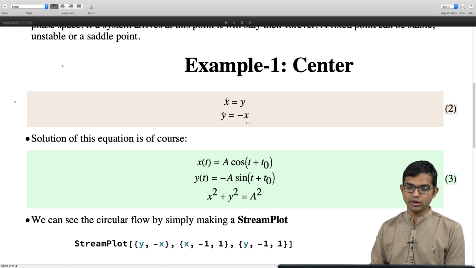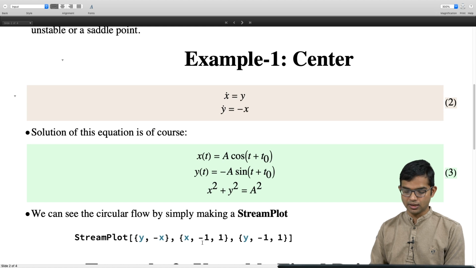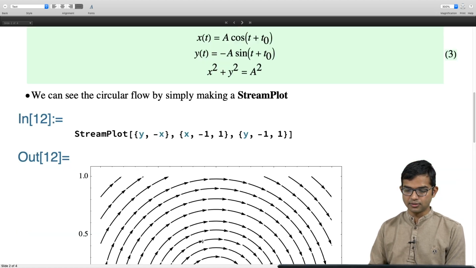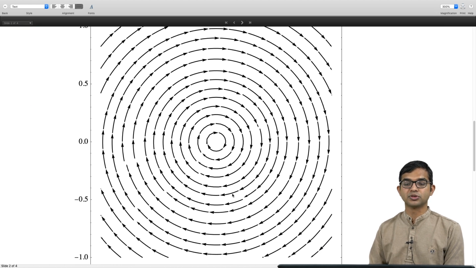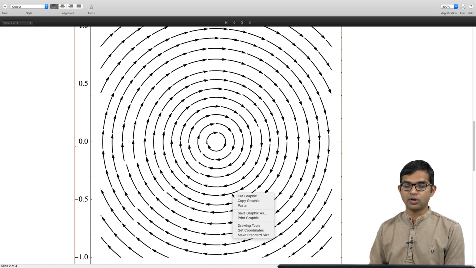So x dot equal to y, y dot equal to minus x, and then you must tell the limits of x that you're interested in, the limits of y that you're interested in. So x goes from minus 1 to 1 and y goes from minus 1 to 1 is what I'm looking at. If I hit shift enter, then there you go. So you see a nice flow diagram. So this is what is called the phase portrait picture of the harmonic oscillator problem.